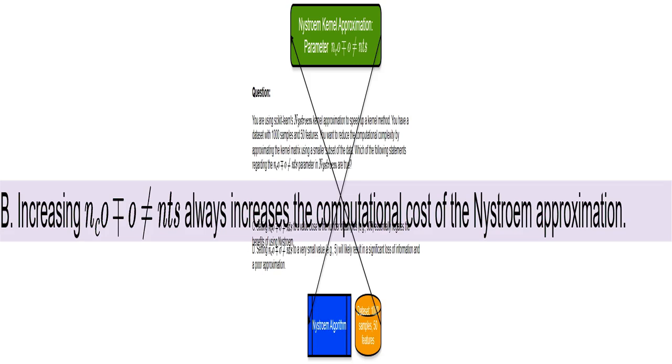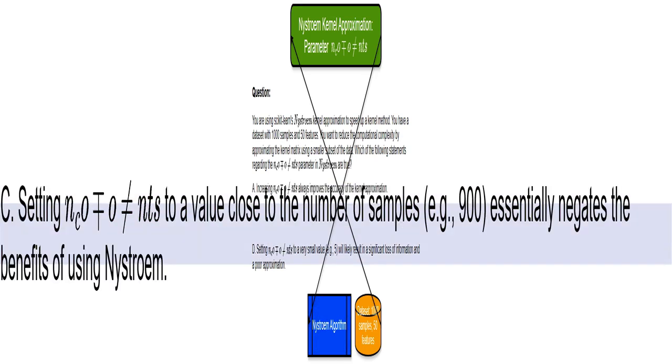This is definitely true. More components mean more calculations, which slows down the process. Think of it like this: if I want to draw a detailed picture, it takes more time. Absolutely. The whole point of Nystroem is to speed things up by using a smaller sample.